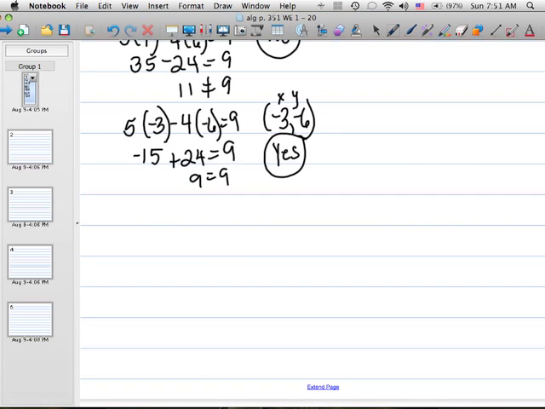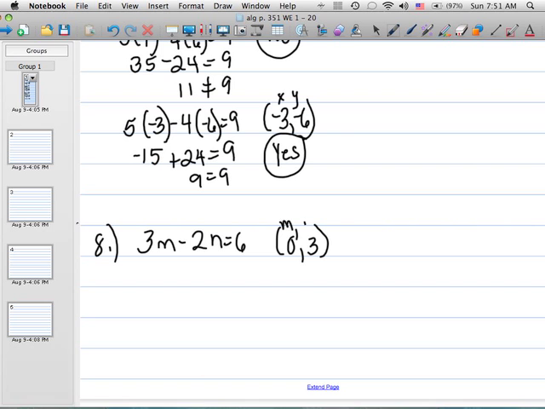Problem number 8. The equation is 3m minus 2n equals 6. The first ordered pair we're testing is (0, 3). 0 will go in for m, and 3 will go in for n. So 3 times 0 minus 2 times 3 equals 6. 3 times 0 is 0, a negative 2 times 3 is negative 6, and that does not equal 6, so that's a no.